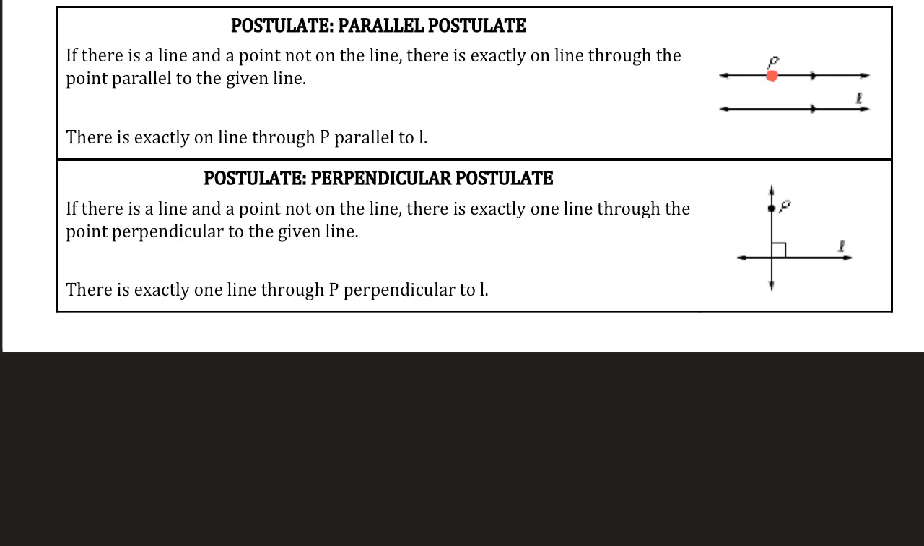Works the same way with perpendicular lines. If I have a line and I have a point not on that line, there is only one perpendicular I can draw through that point. So that one says, if there is a line and a point not on the line, there's exactly one line through the point that is also perpendicular to that given line. There are no other perpendicular lines that go through point P.